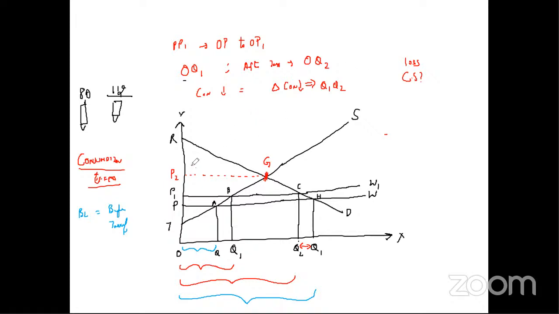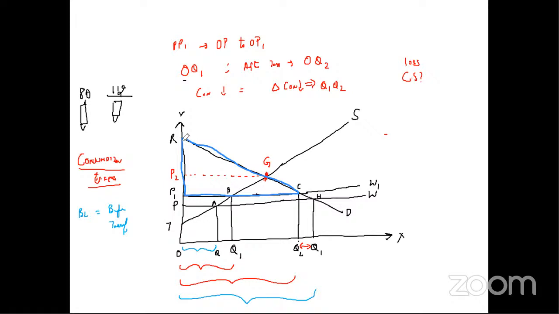Now look here. Originally, how much was the consumer surplus, and what has happened newly? Initially the consumer surplus was this big triangle. Now the consumer surplus is reduced to this small triangle.